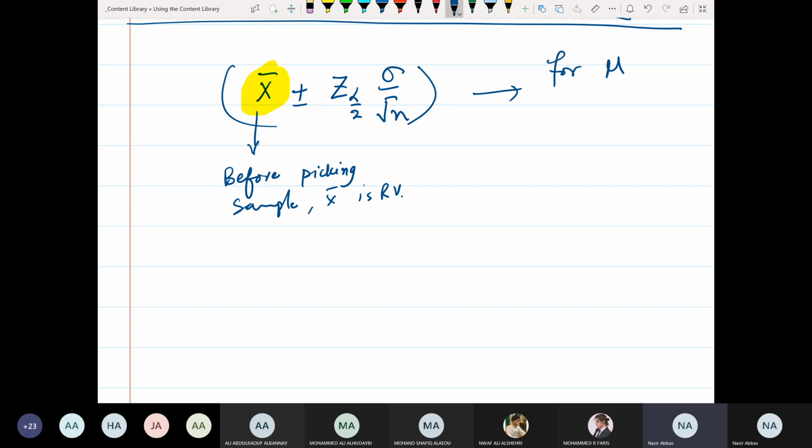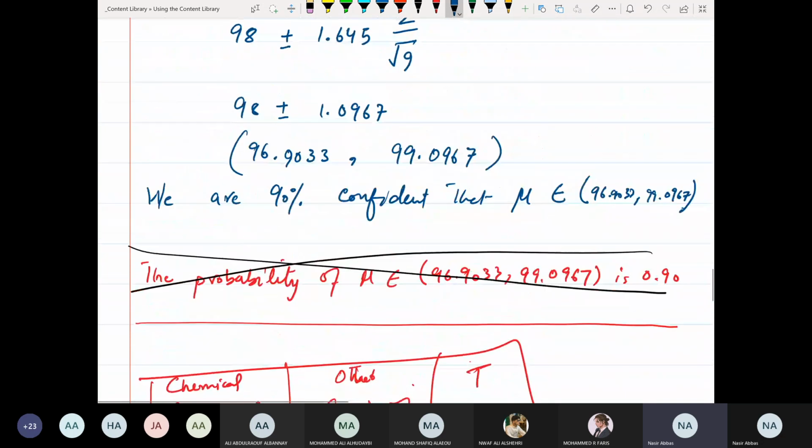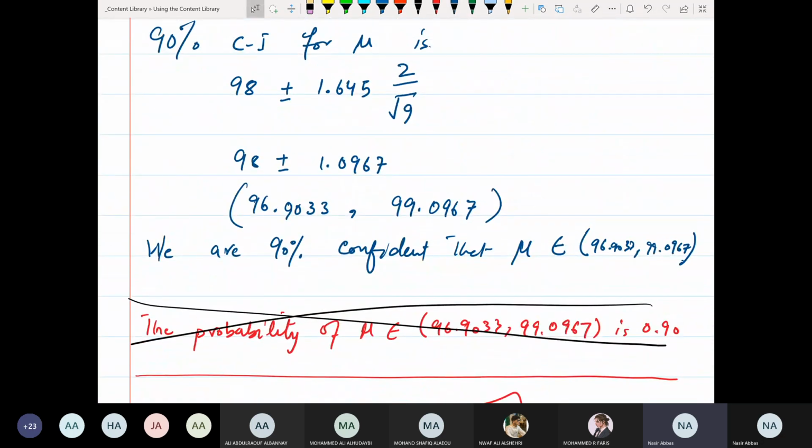But once you pick the sample, you plug in the value of X bar, and the whole interval becomes fixed. Your final answer is like this one, 96.9033 and 99.0967. Once you plug in the values of X bar, the sample is observed. The limits are fixed. Now, either mu will belong to this interval or it will not. You cannot talk in terms of probability. So the alternative word we use here is confidence, not the probability.